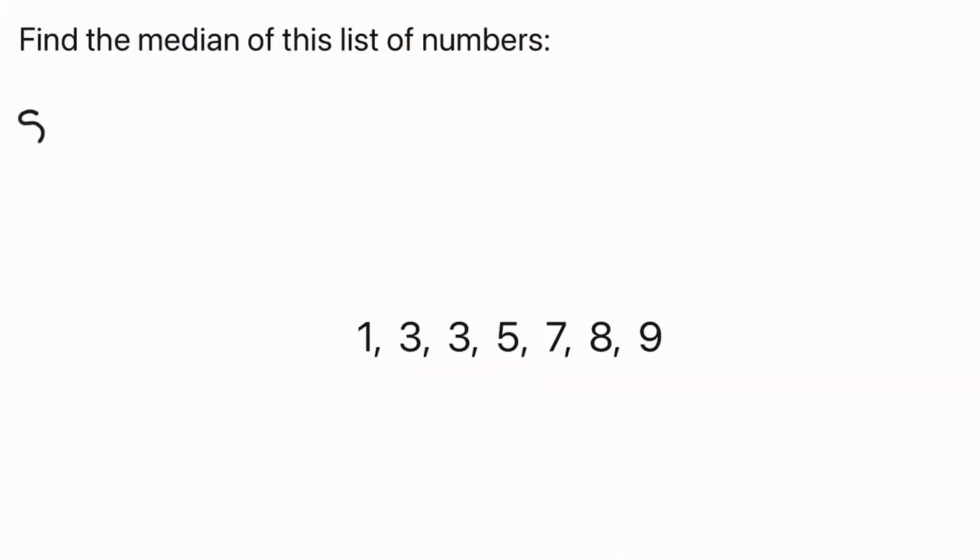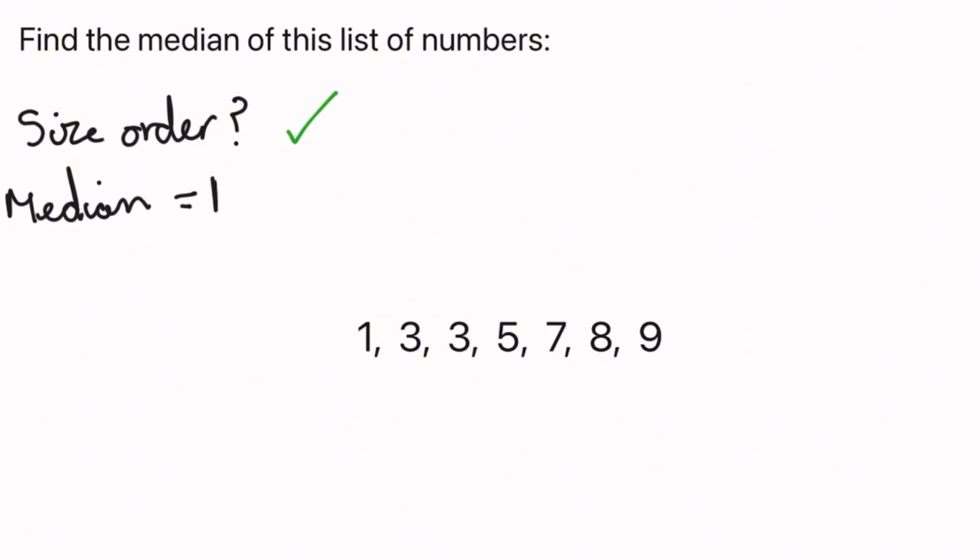When finding the median, we must always check if the list is in size order first. If it is not, then we must rearrange the numbers from smallest to largest. However, in this list, the numbers are already in the correct order, so we can leave it as it is.